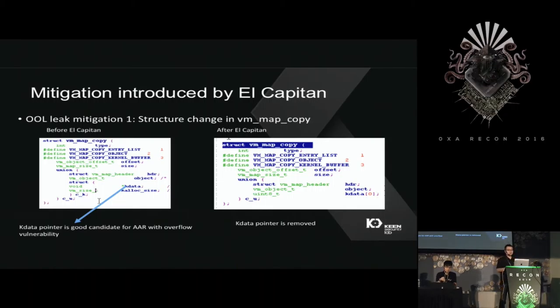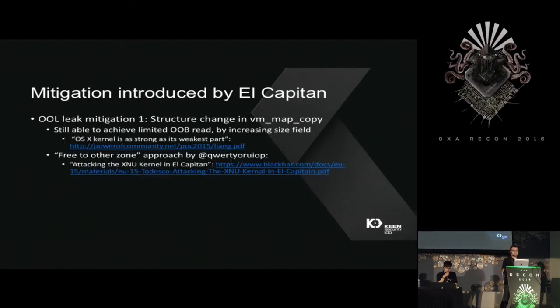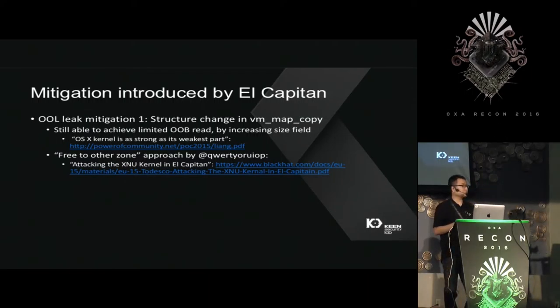Another is the size field. You can modify the size so that you can read out of bounds. That is before El Capitan. In El Capitan 10.11, the kdata pointer is removed, and instead it uses an inline structure, where the data is appended directly after the vm_map_copy metadata struct. So there is no such pointer to modify. But there are still some ways to bypass this.